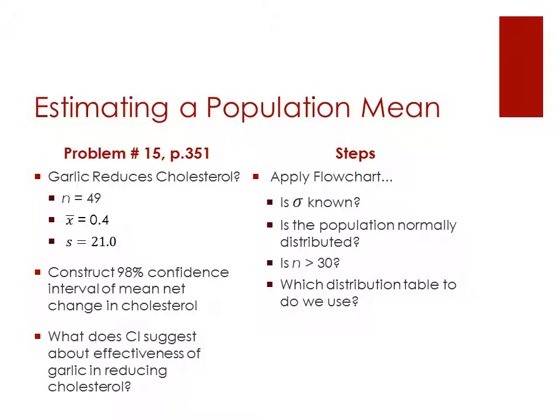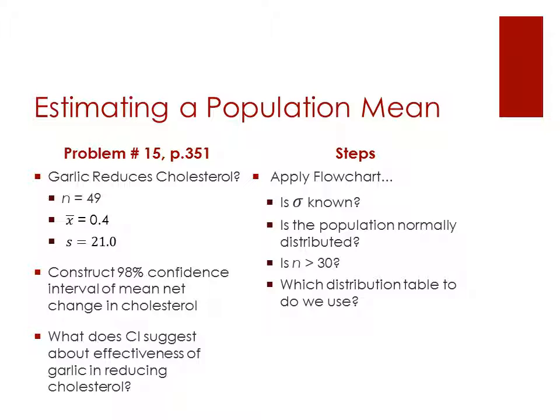So we're being asked to construct a 98% confidence interval of the mean net change in cholesterol, and we're going to take this a step further than our last problem because we're going to then apply that to a hypothesis testing to make an inference about the effectiveness of garlic in reducing cholesterol.